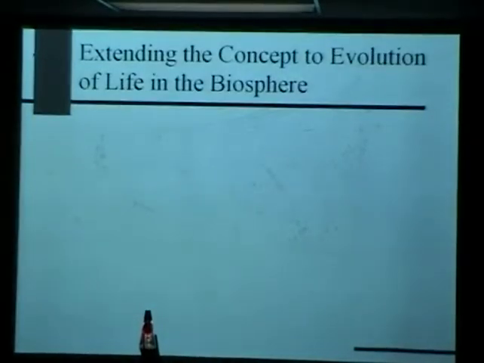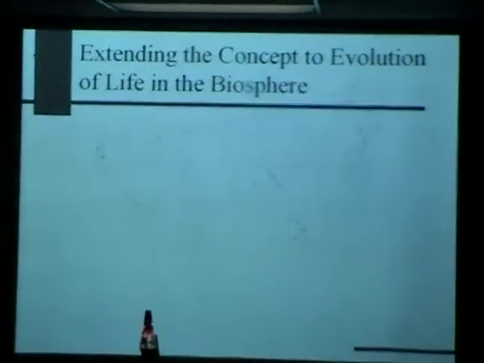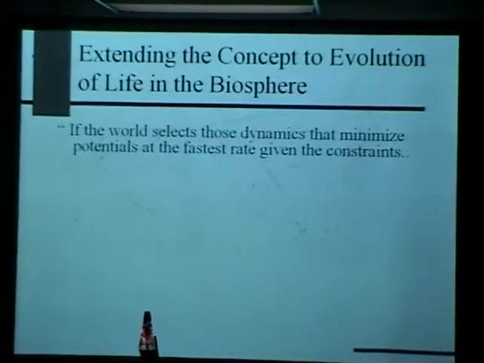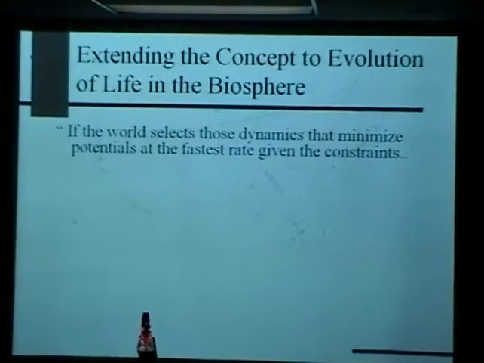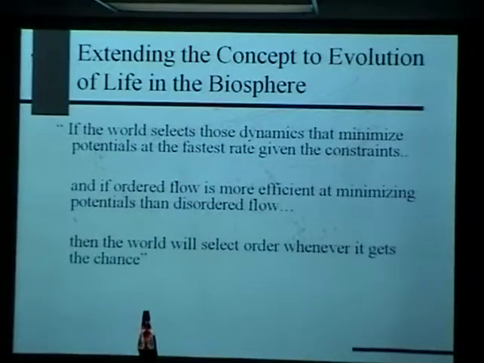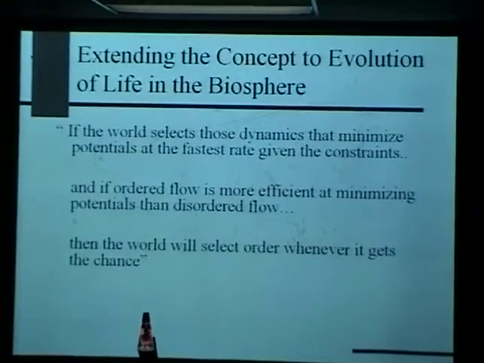The last thing we'll say here, just something to think about, is if you extend this concept to the evolution of life in the biosphere. Actually, this is a quote by a guy, Swenson. It says, if the world selects those dynamics that minimize potentials at the fastest rate given the constraints, and if ordered flow is more efficient at minimizing potentials than disordered flow, then the world will select order whenever it gets the chance.